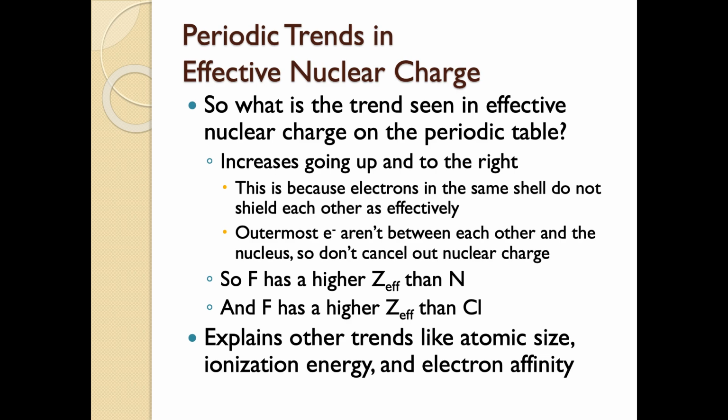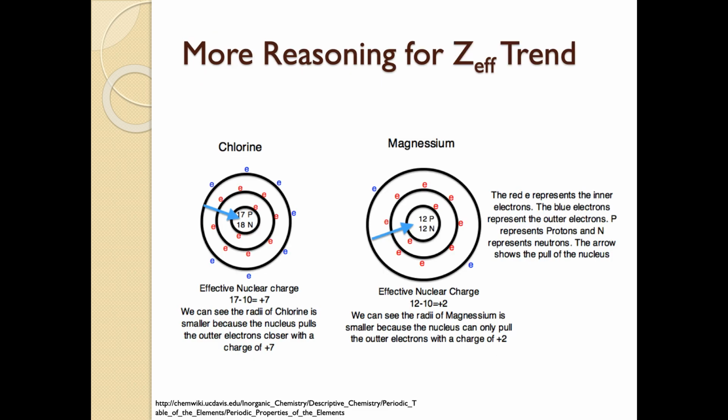Because really, this one trend is responsible for the trends we see in things like atomic size, ionization energy, and electron affinity. I'll even introduce electronegativity a little bit at the end of the day as well, because it's also a periodic trend and fits in the same patterns that we see in the rest of these. So to give a good visual example of effective nuclear charge, hopefully this image helps a lot in demonstrating it.